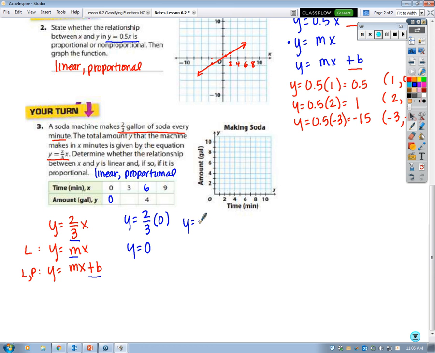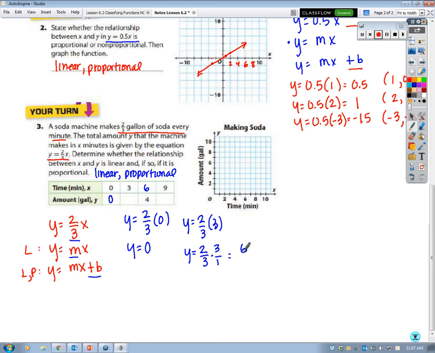Y equals 2/3 times 3. Remember, guys, review of multiplying fractions. 2/3, and I'm multiplying by a whole number. I can put that whole number over 1. And then I would just multiply straight across. So a lot of you guys immediately just try to convert this into a decimal, but a decimal actually will not give you as accurate of a solution as this fraction will, because it's a repeating decimal.